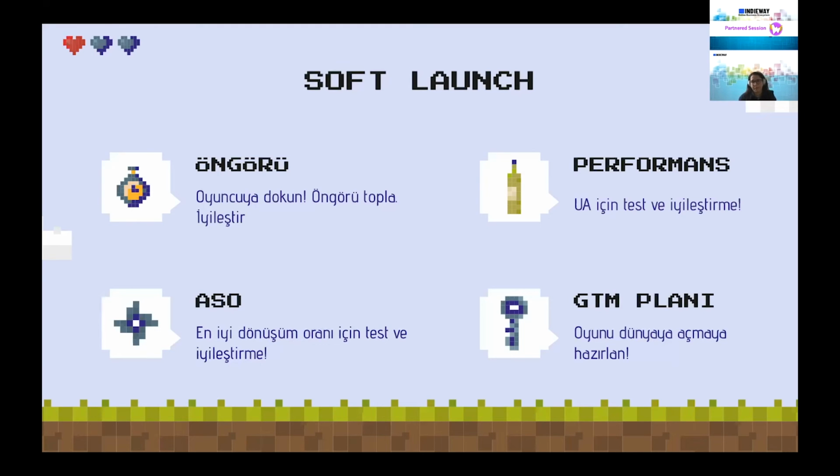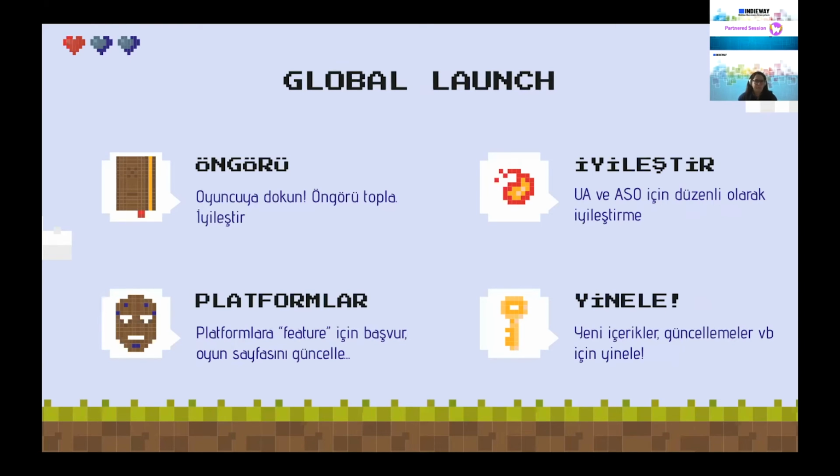In addition to that, before the global launch, you can do App Store optimization, user acquisition performance tests. The purpose is to get the best actually performance rates and improve the performances. And on this step, we have a go-to-market plan that you have to prepare. So that for the global launch, you should know to clarify your message as well. The last step is global launch.